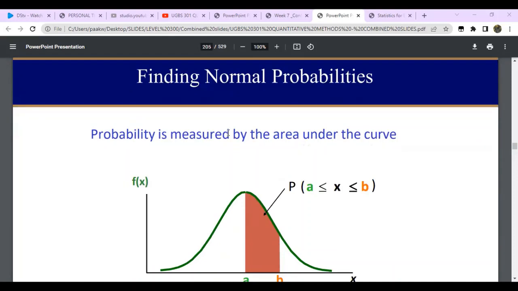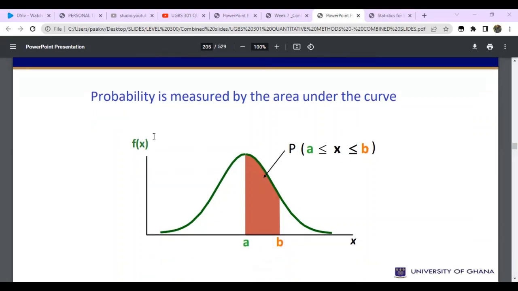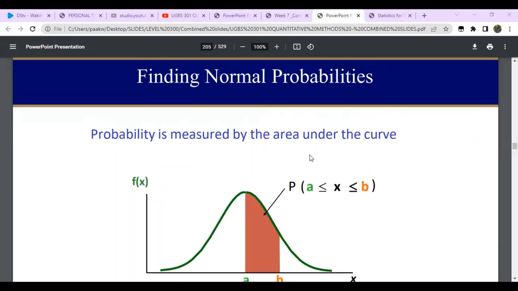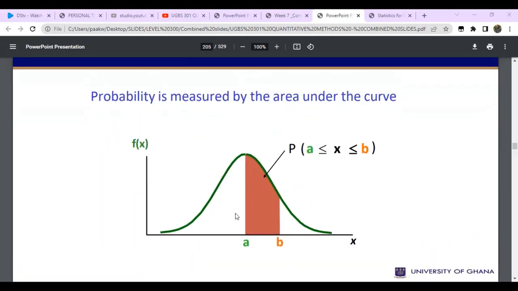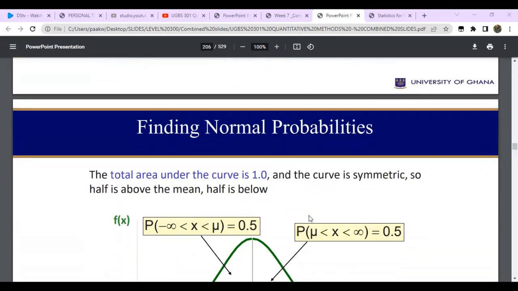So let's move on to finding normal probabilities. Probability is measured by the area under the curve. So this is the area under the curve. I hope when you see this, you remember something: integration, the definite one, where you know the upper limit and the lower limit. All right, so let's move on.